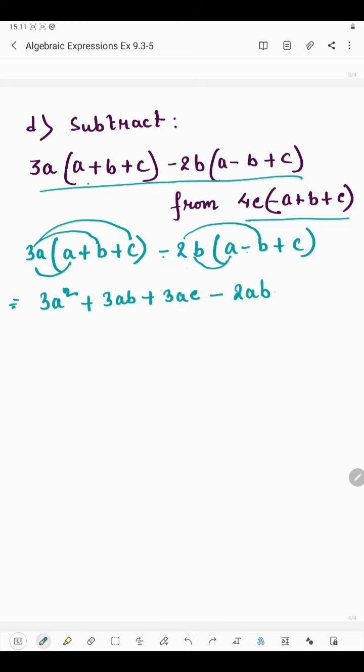Okay, so minus minus plus 2, b is present twice, so we'll write b square, and then again this term will be multiplied by the third term. Okay, so 2b into c is 2bc. Okay, and since we have minus sign before, so plus minus will become minus.